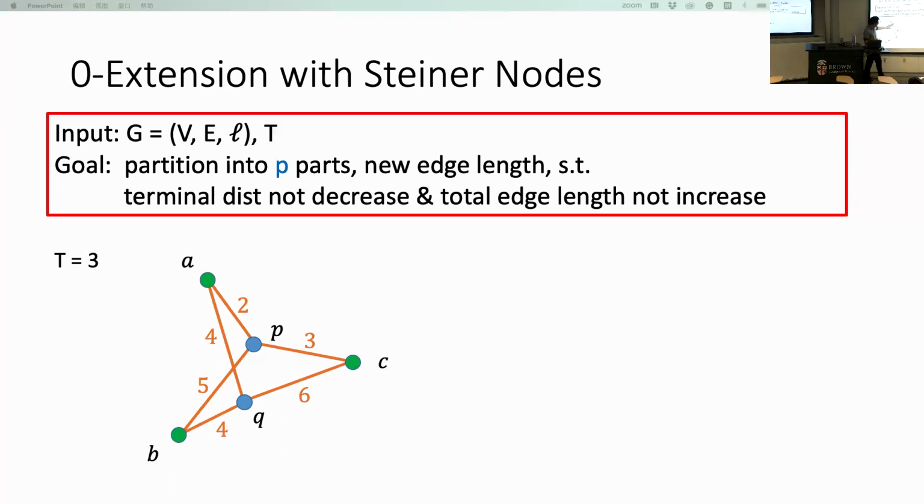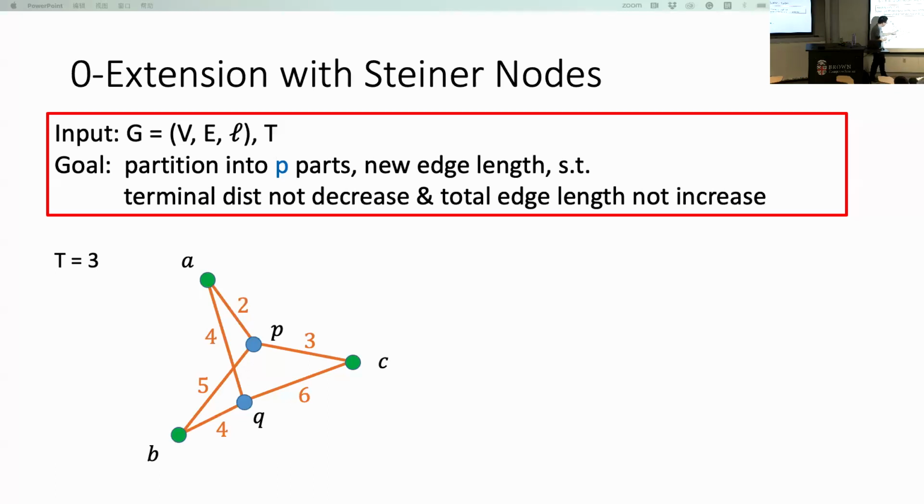The first observation: all the shortest paths are supported by P. So AC is this shortest path, AB is this shortest path, and BC is this shortest path. All are supported by P. Recall what we're going to do. We are going to manipulate edge lengths so that the total edge length does not increase, and terminal distances do not decrease.